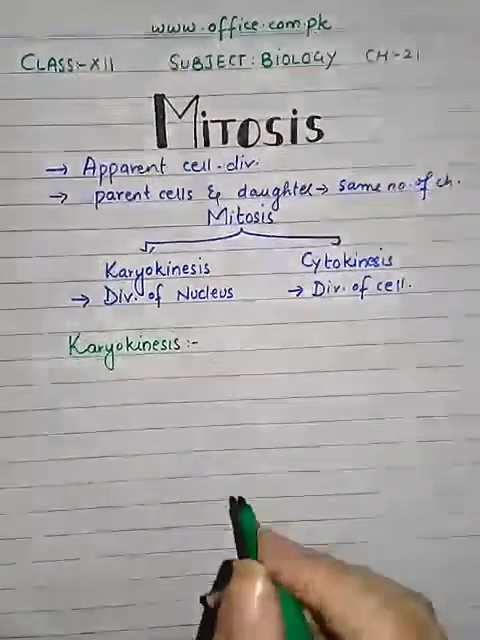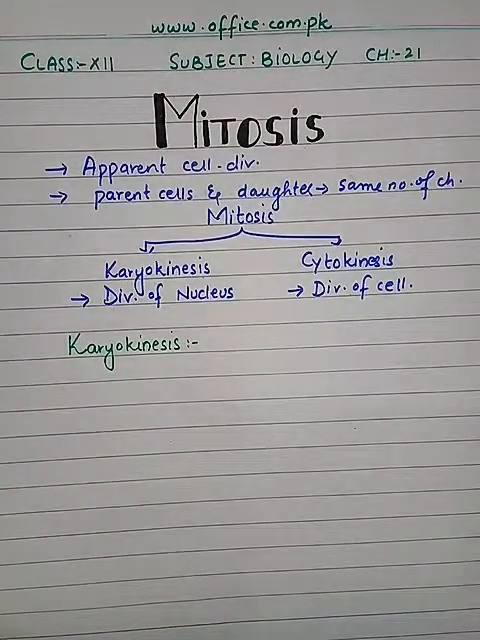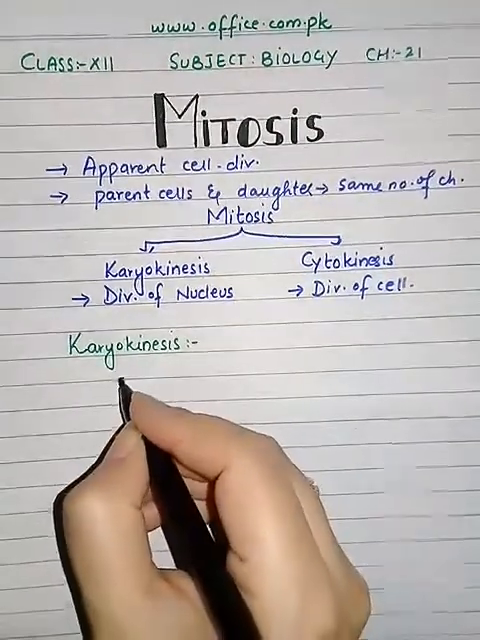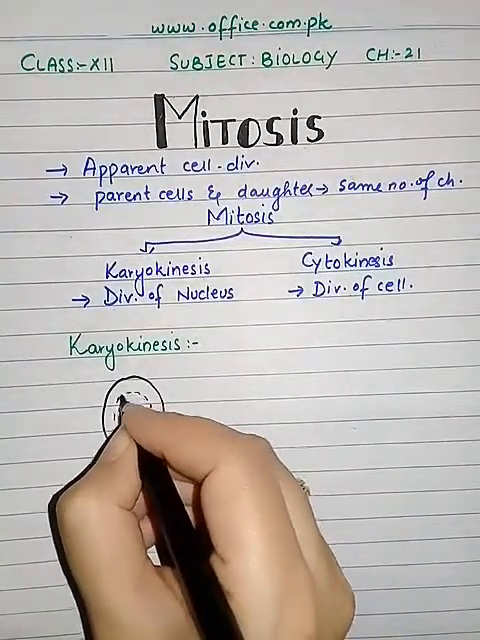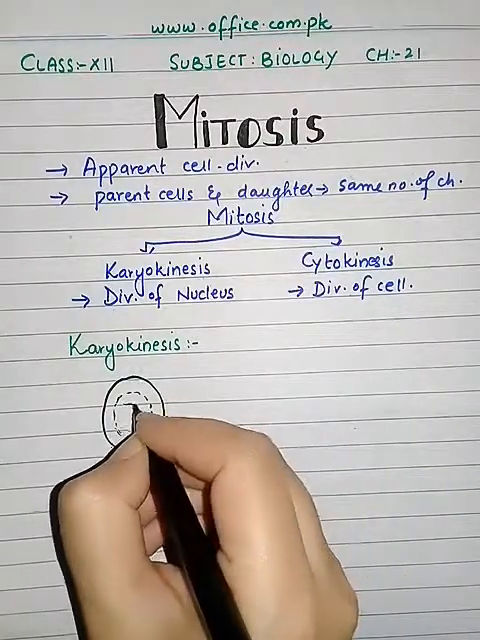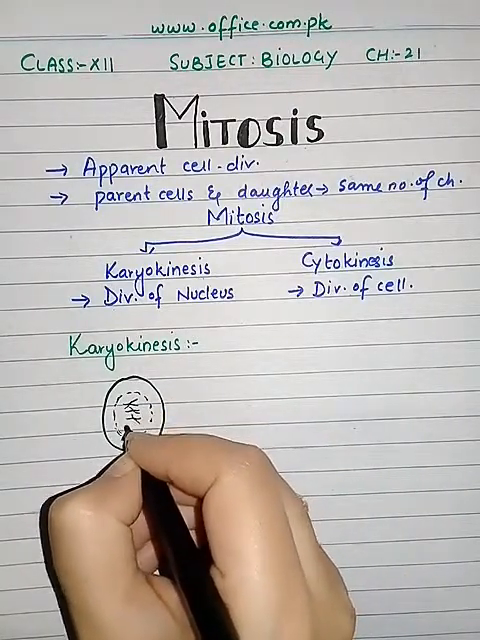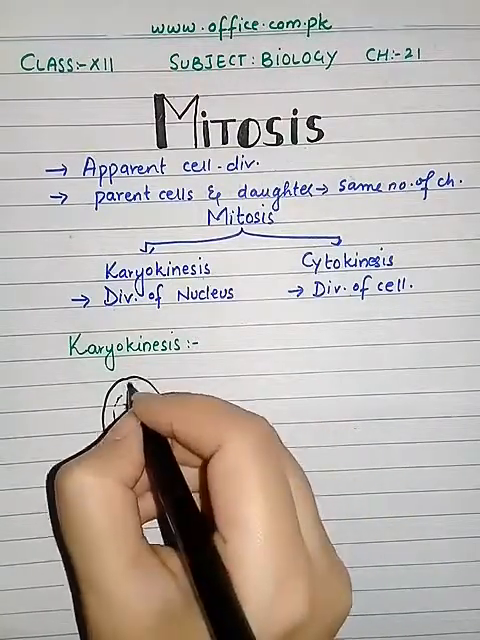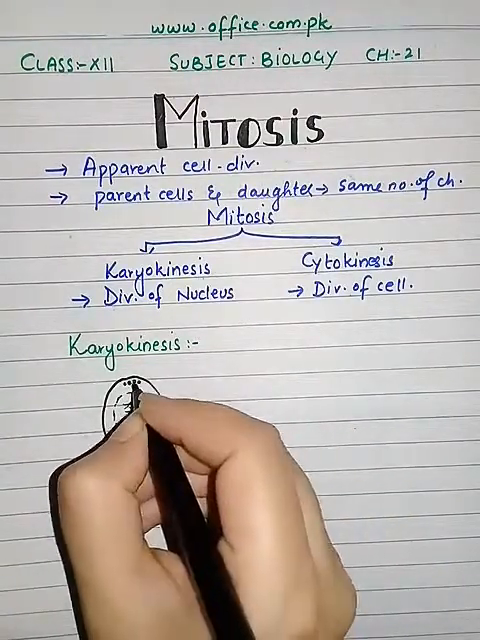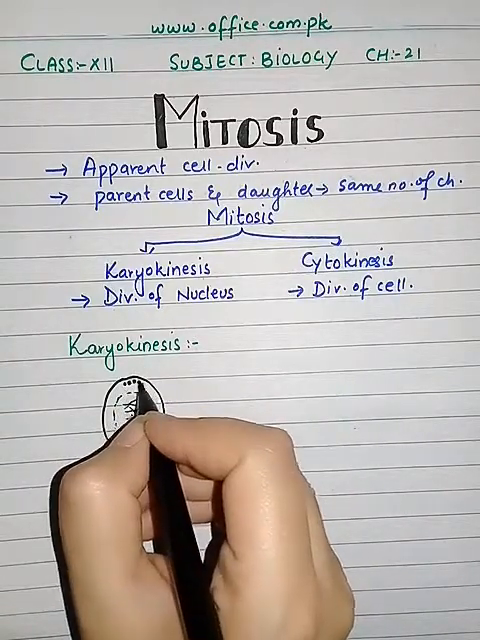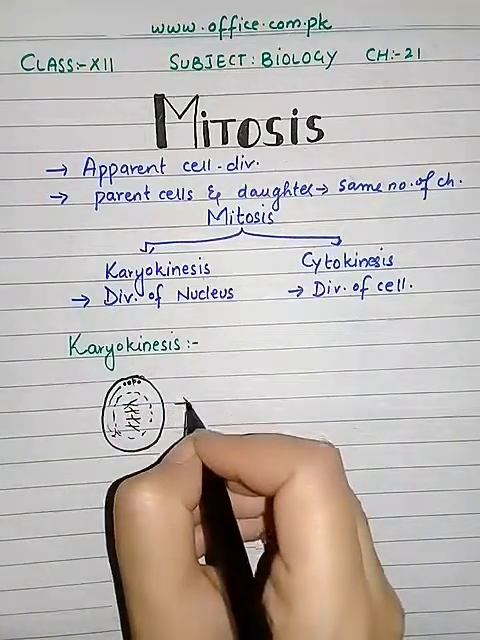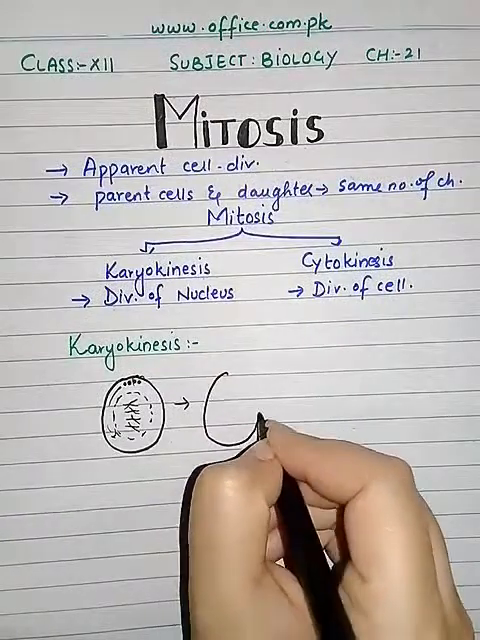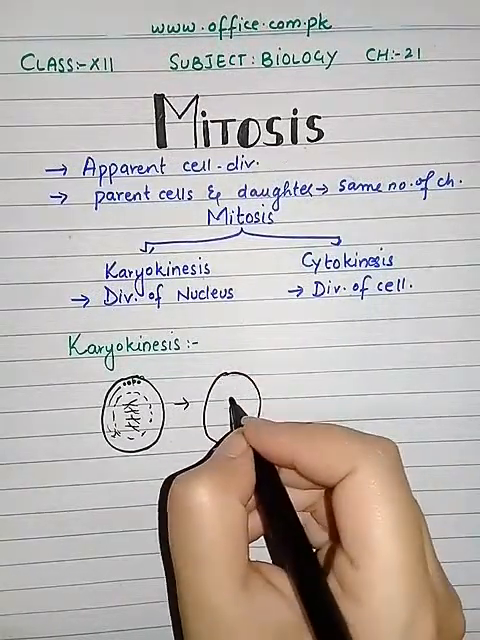Now let me explain with the help of a diagram. This is a normal animal cell. When it is preparing for division, these are the chromosomes, this is the nuclear membrane, and here basically two centrioles are present. When they are duplicated, they become four, and then the two pairs move to the opposite poles, and something like this is obtained.